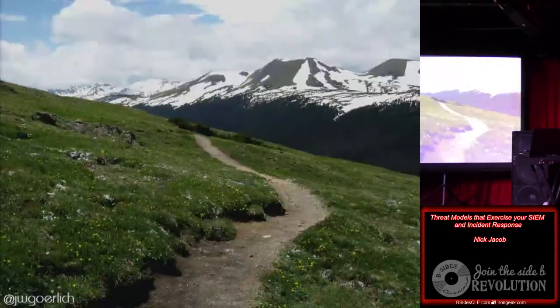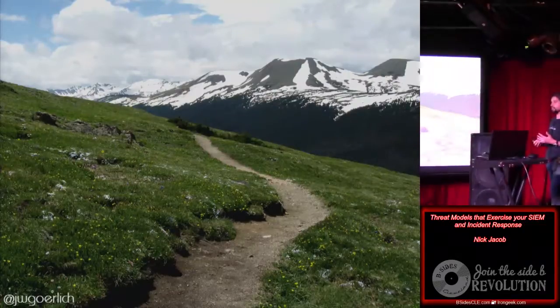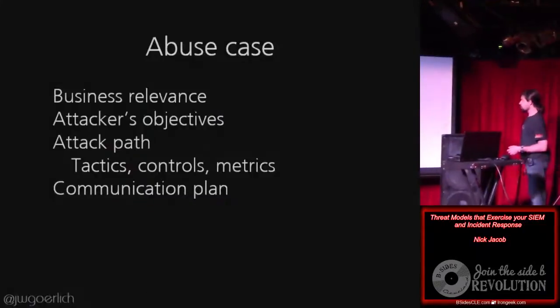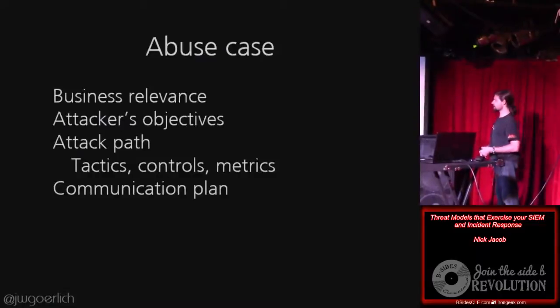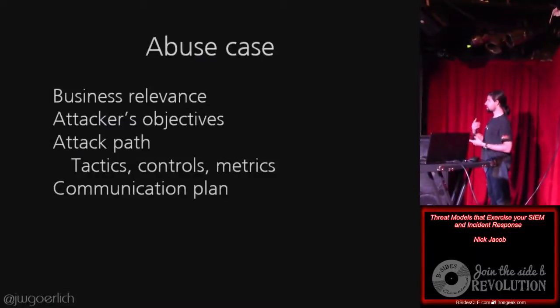But the one we like to use is the attack path. One, because that's a fantastic picture and I want to go there one day. Two, because it's much easier to communicate and allows us to get our message across while actually identifying the keynotes of the attack. So when you're creating this abuse case, you're looking for these key things: business relevance, the attacker's objective, the attack path, the actual attack that occurred, and then the tactics, controls, and the metrics that you can use to measure your team's responses to these.